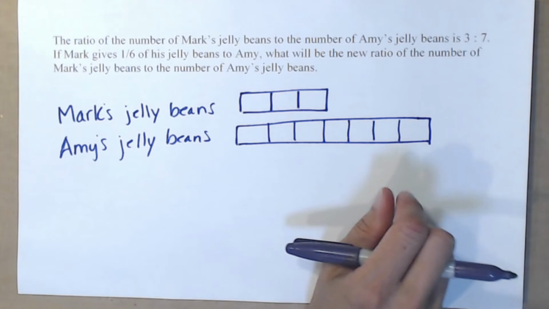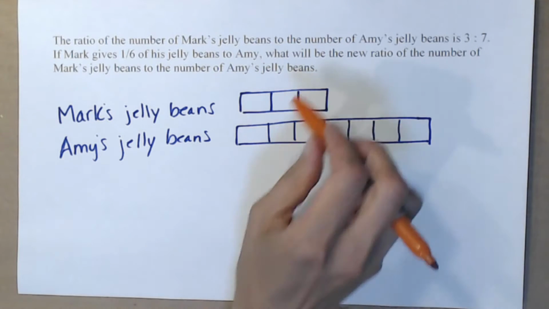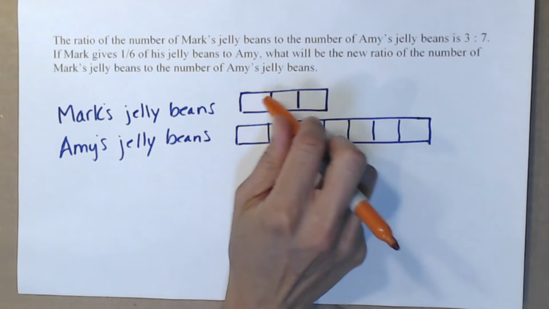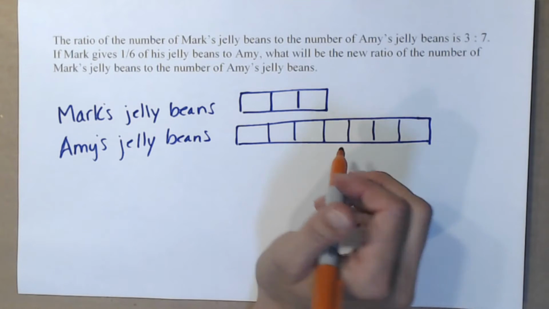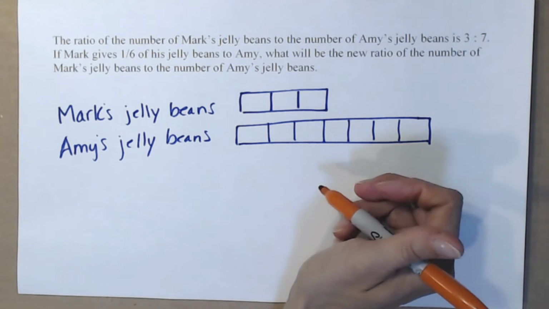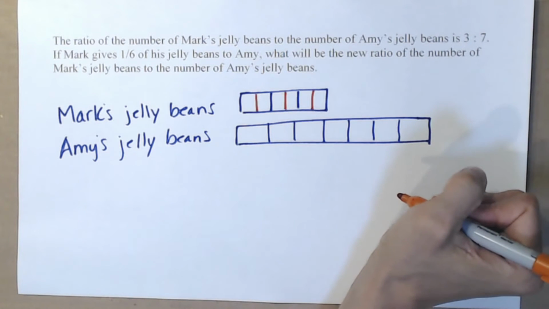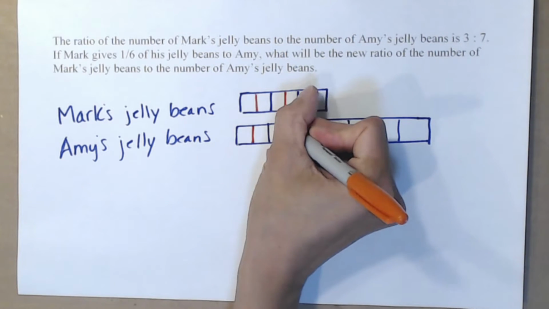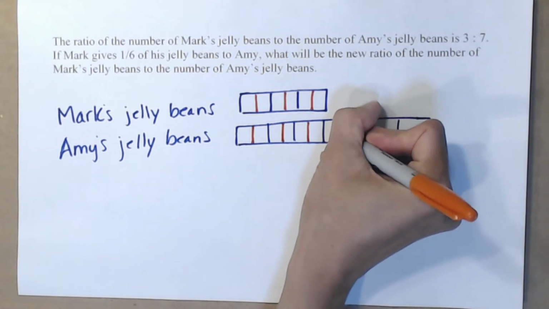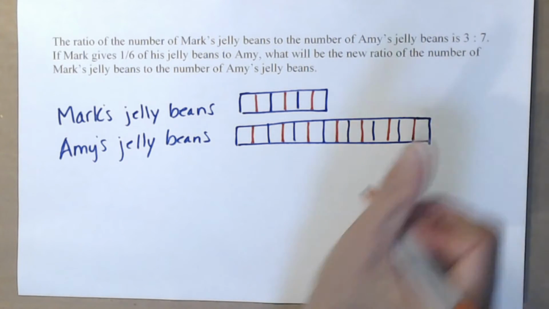Good. Okay, so Mark gives 1/6 of his jelly beans to Amy. So again, Mark's jelly beans right now are in 3 parts. The quantity is represented by 3 parts, but we want to give away 1/6 of his total jelly beans, so we need to split it into 6. So if we take each of those thirds and break them in half, we end up with 6. So again, if we do that, we need to also do that to Amy's jelly beans, because we want to always be working with equal parts that can be compared.